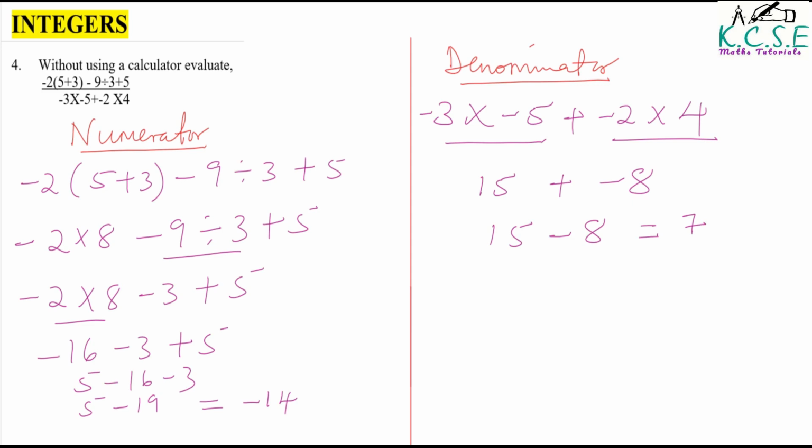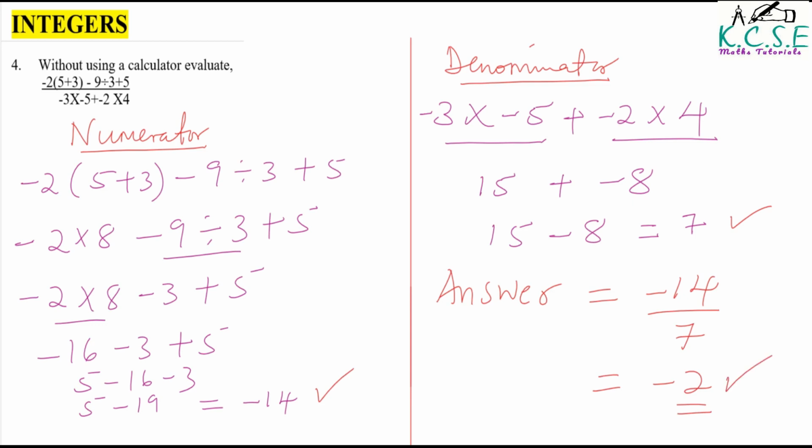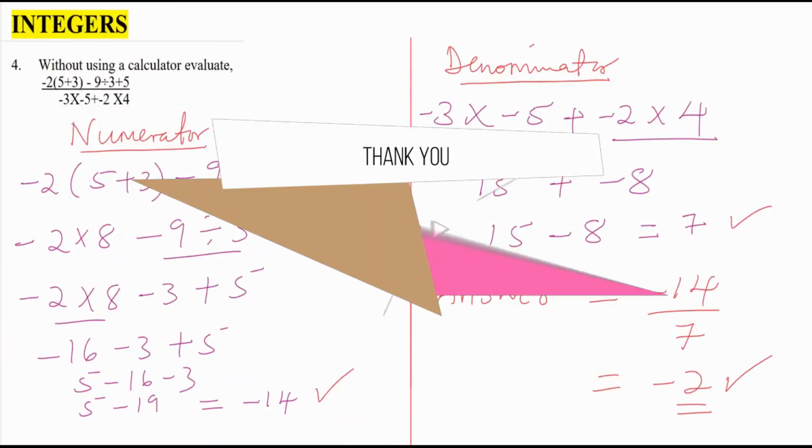Now having done that, now we have the solution, the numerator, then the denominator is there. Now let's go to the answer now. The answer, we get the numerator, which is negative 14 divided by 7, and this gives negative 2 as the answer.